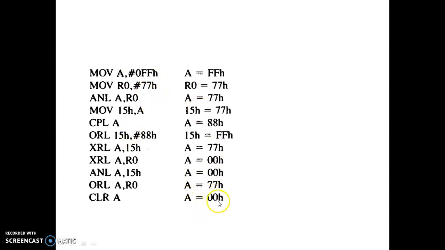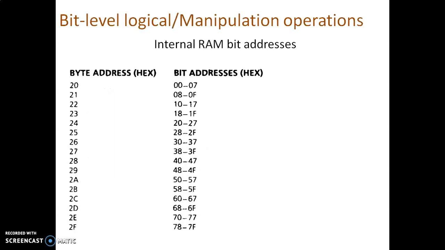Finally, A is going to have the value 00H and 15H is going to have some data. So you can check it by executing each and every line. Thank you.